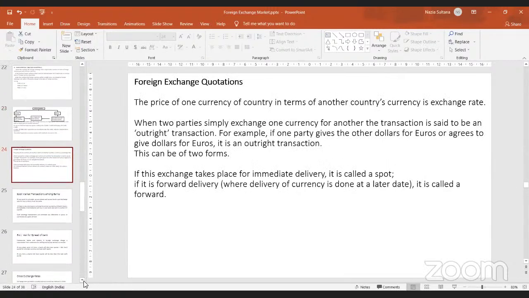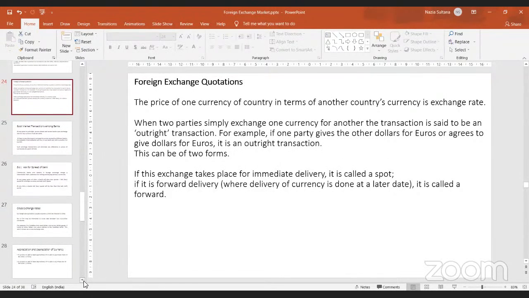Right. Next, let us come to foreign exchange quotations. Expression: the price of one country's currency, how it is expressed in terms of another country's currency. Now, in case two parties are simply doing an exchange, it is called an outright transaction. Say I am in India and somebody is in the US, and we directly exchange currencies. One party gives one currency and the other party gives another currency. You are exchanging money for money. It is as simple as that: an outright transaction.